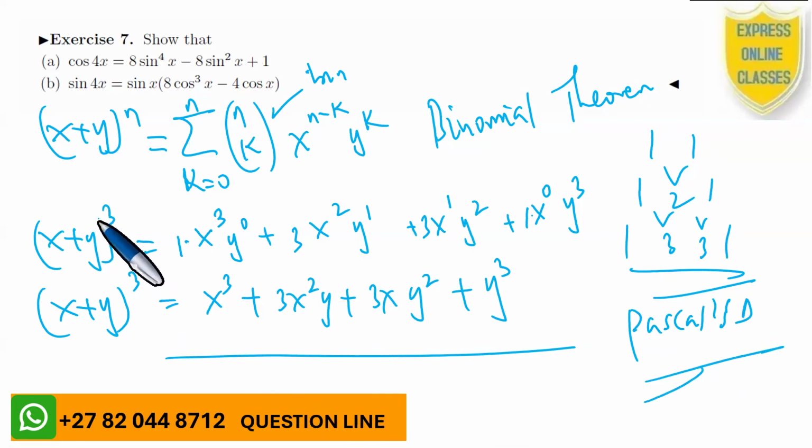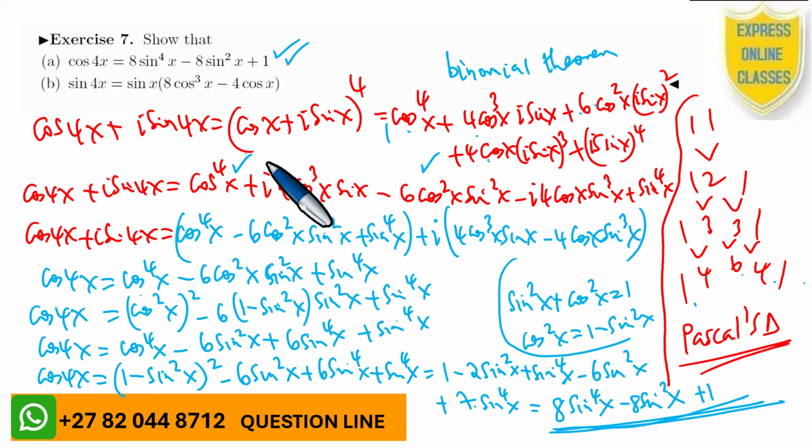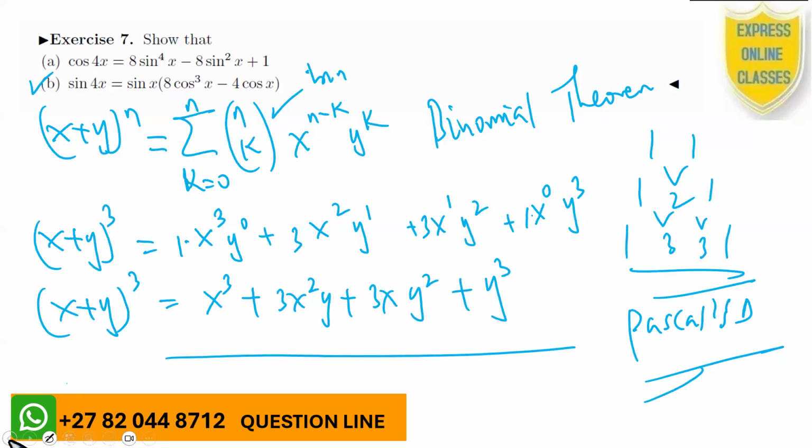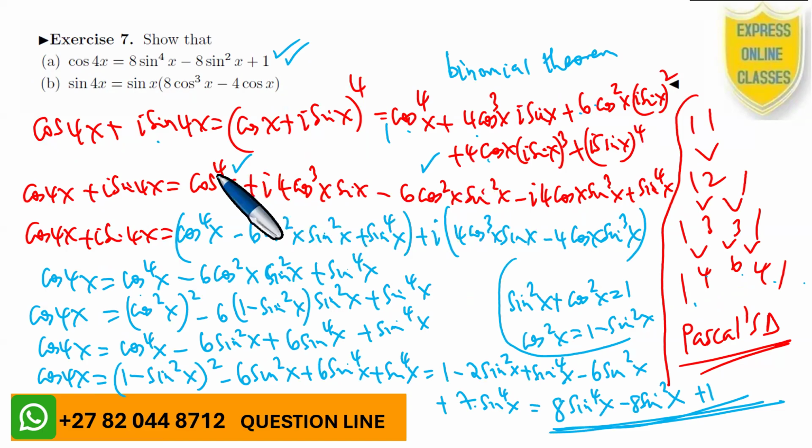All right, so now let us do one more. Let us do the sine 4x. So sine 4x, let's see. Sine 4x is going to be exactly this. Sine 4x is the imaginary part, which is actually equal to this. So you write sine 4x from the binomial expansion. Sine 4x is going to become what? So this cosine is equal to this. The sine 4x is equal to this.